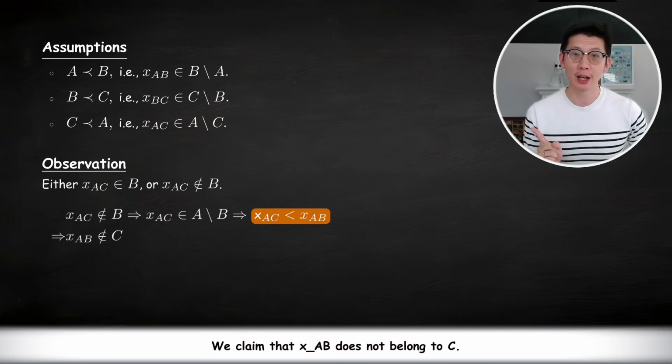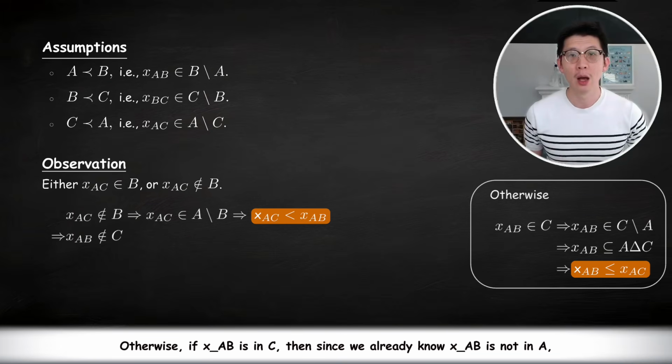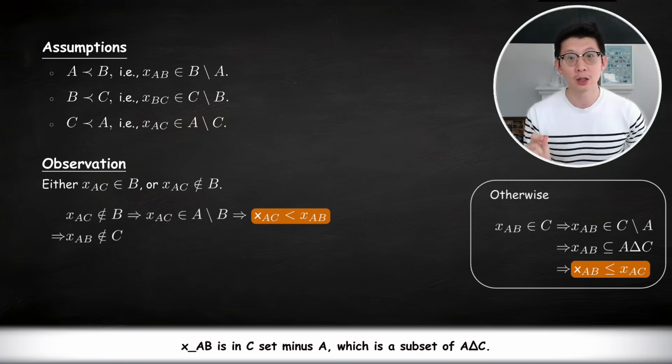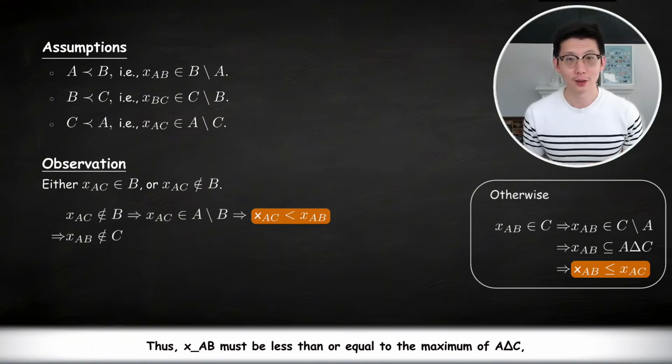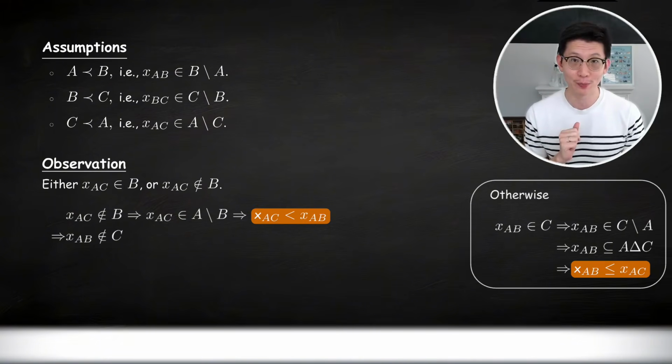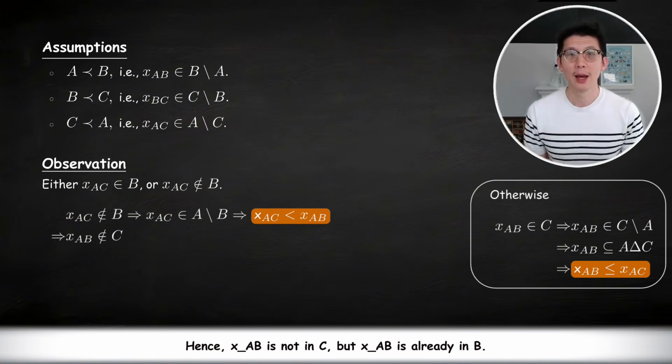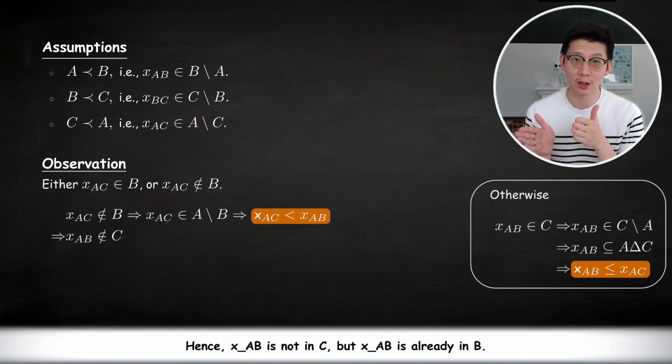We claim that XAB does not belong to C. Otherwise, if XAB is in C, then since we already know XAB is not in A, XAB is in C set minus A, which is a subset of A delta C. Thus, XAB must be less than or equal to the maximum of A delta C, which is nobody else but XAC. This is impossible as we have already shown that XAC is strictly less than XAB. Hence, XAB is not in C.